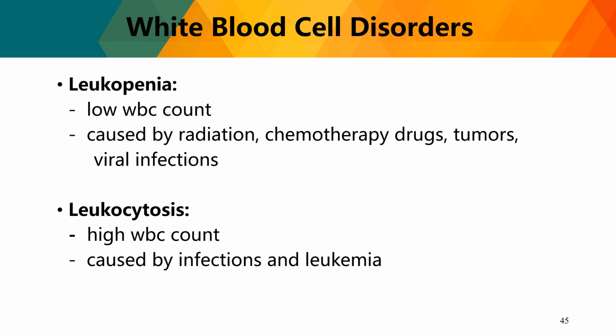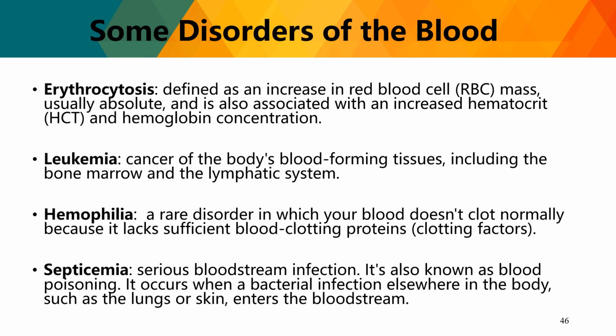So, other white blood cell disorders, first you have your leukopenia. This is the low white blood cell count. It is caused by radiation, chemotherapy, drugs, tumors, and viral infections. You also have your leukocytosis with high white blood cell count. This is caused by infections and leukemia. So, other disorders of the blood include erythrocytosis. It is defined as an increase in red blood cell mass, usually absolute, and it is also associated with an increased hematocrit and hemoglobin concentration.